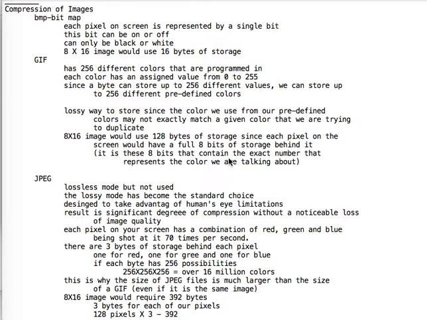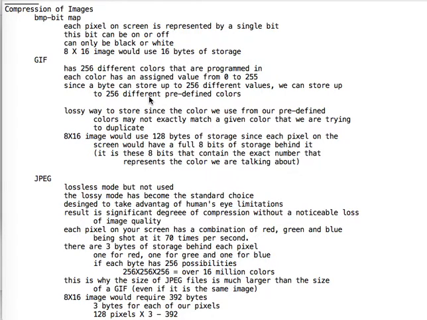I want to talk about the compression of images. So when you save an image, you're actually using a compression technique. Let's talk about one of the simplest, a bitmap. A bitmap is an image that's only black and white.